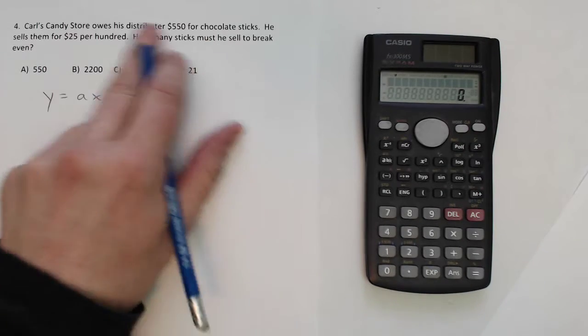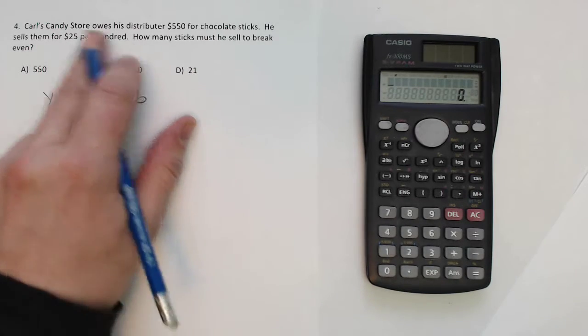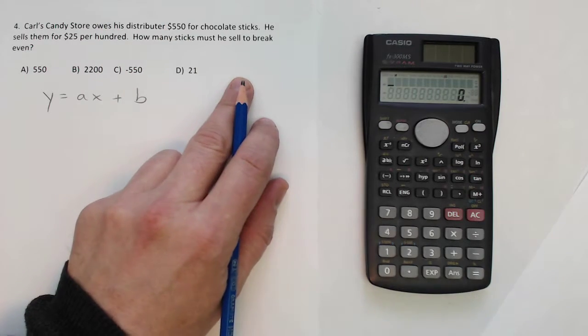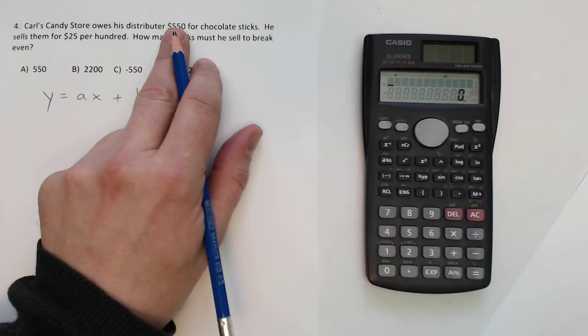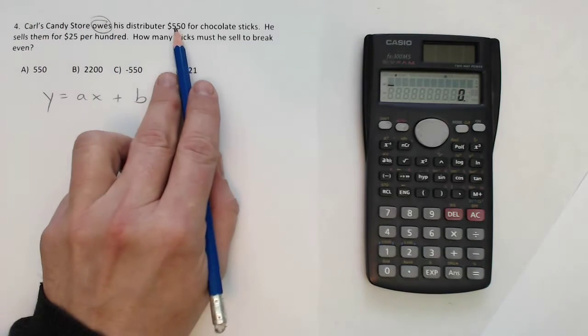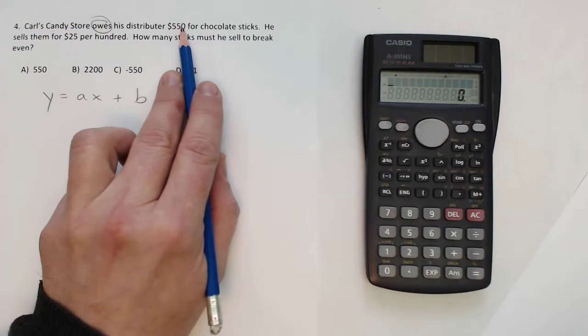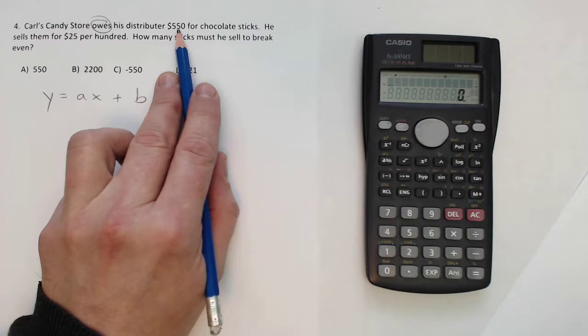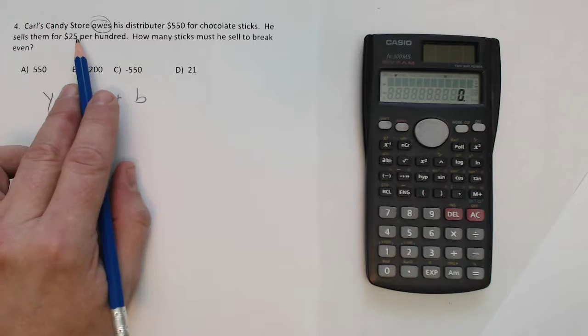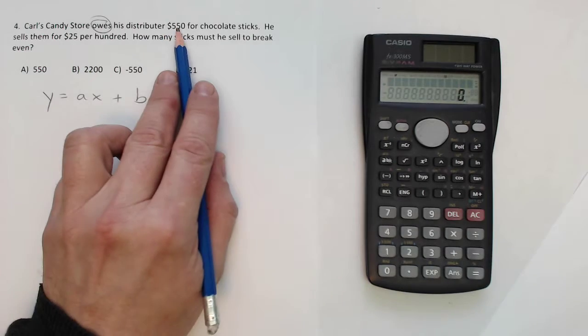So we'll go back to the question here and let's take a look first for that initial value. Carl's candy store owes the distributor $550. So right away he's in debt. He's in debt $550 because he owes, and he's got to come back from that. He has to change that amount. This is the amount that needs to shift based on him selling these sticks. So that's the initial value right there.